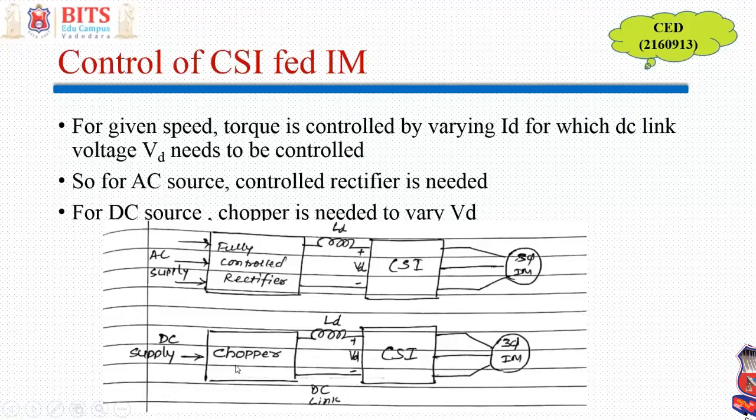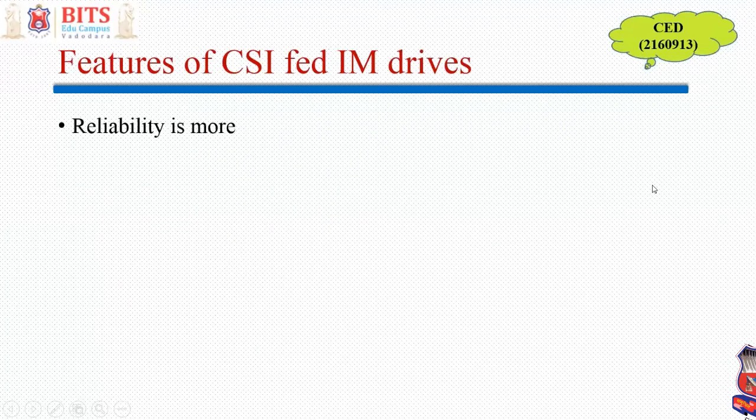If you have a DC supply, you use chopper to get the variation in VD and ultimately current ID, and ultimately the variation in the current source inverter current IS. So what are the features of CSI fed induction motor drives? First and foremost, it is used for very large rating machines only. For normal drives, we generally use VSI fed drives only. But what are the features?